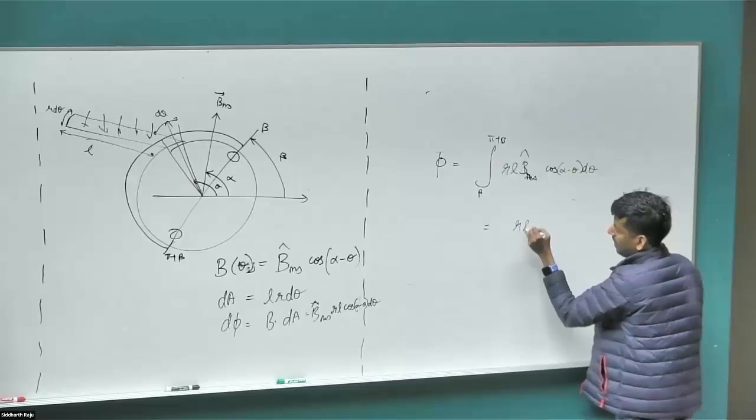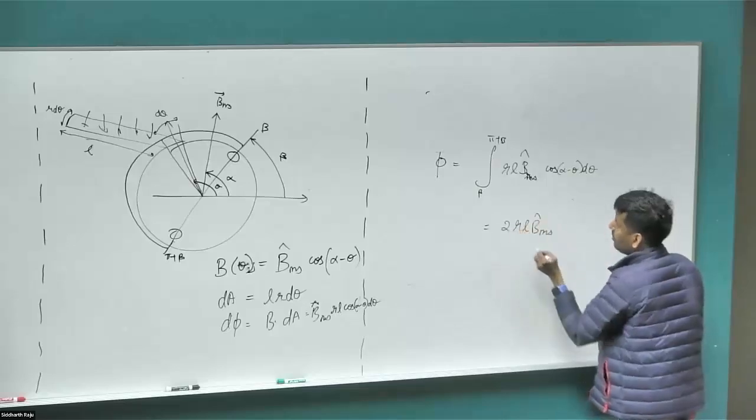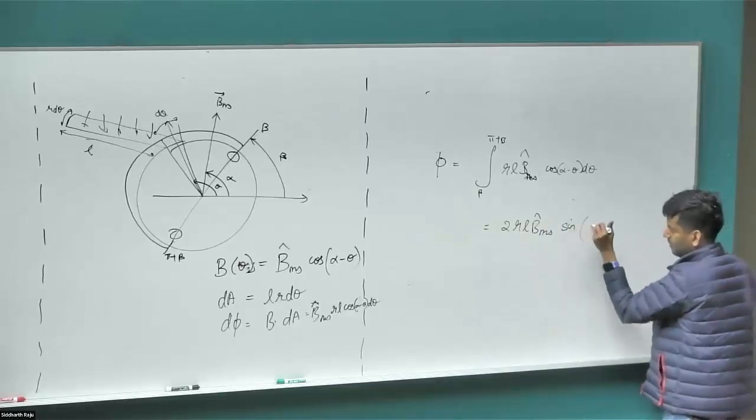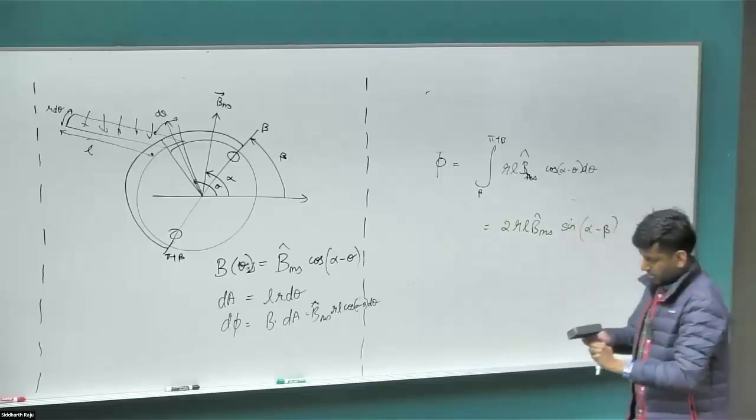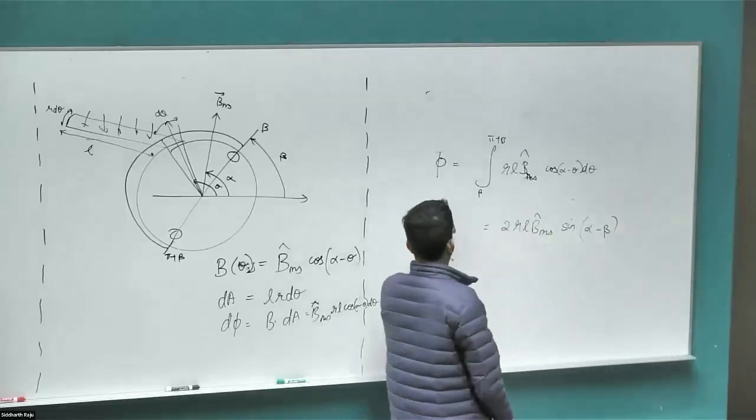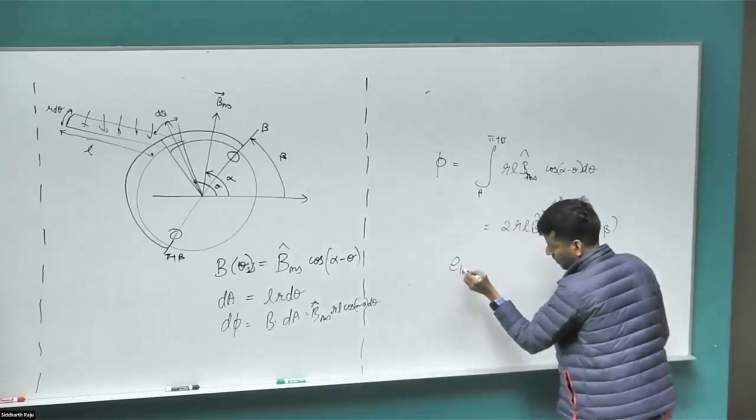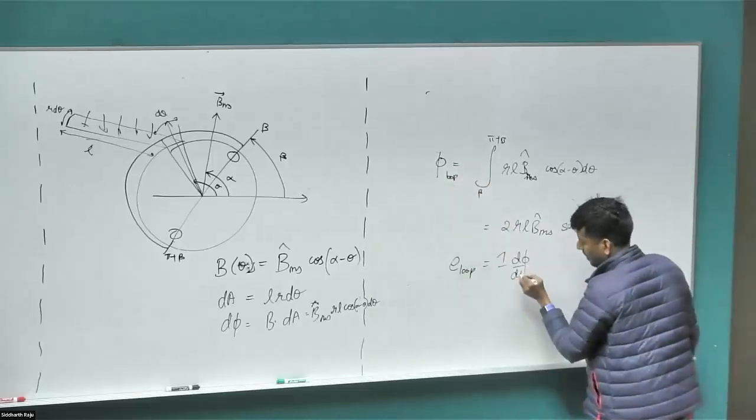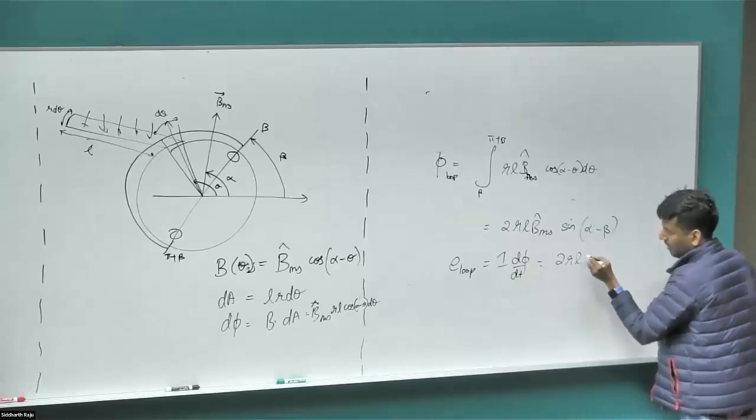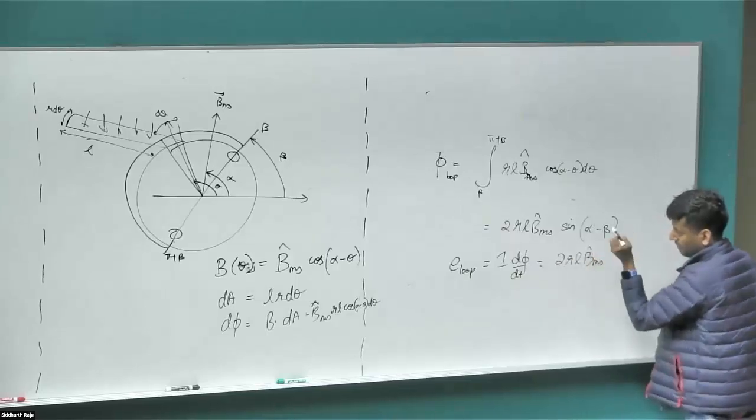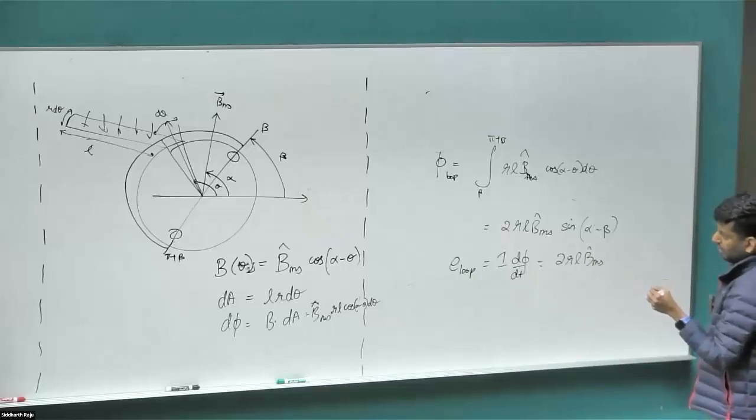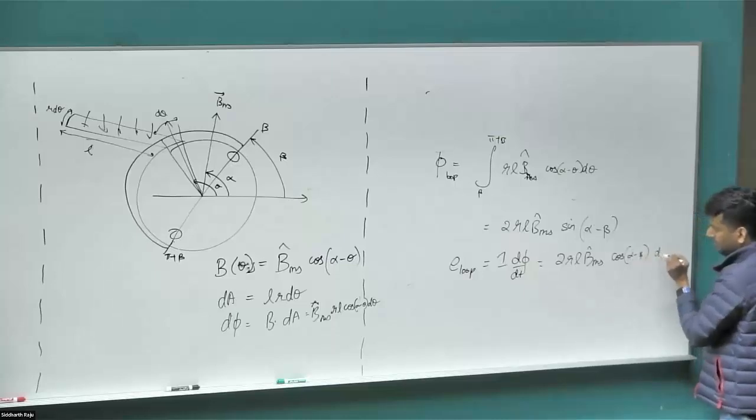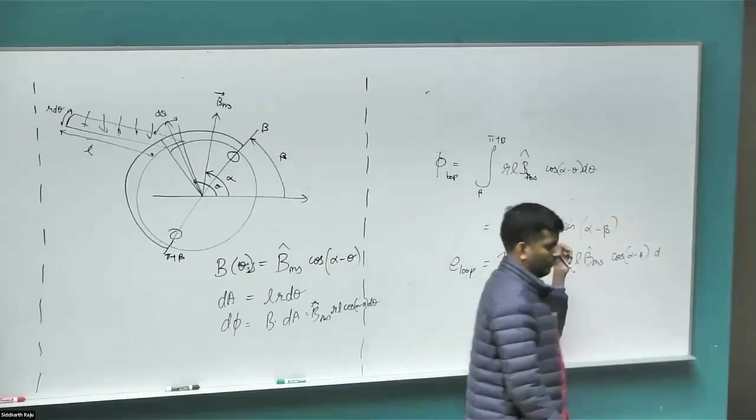That would come out to be RL BMS peak 2 times sine of alpha minus beta. Okay, so now we have to get the EMF. So EMF of the loop is just 1 times d phi, the flux crossing the loop, divided by dt. Do the differential: 2 times r times BMS, the space vector magnitude, times cos of alpha minus beta, times, do I have any other term missing?